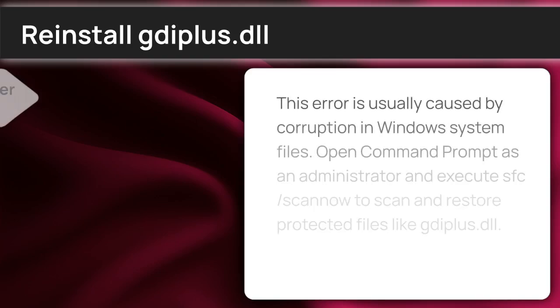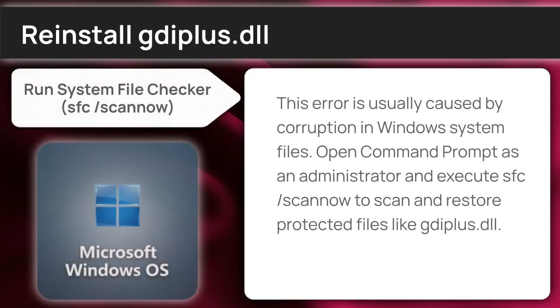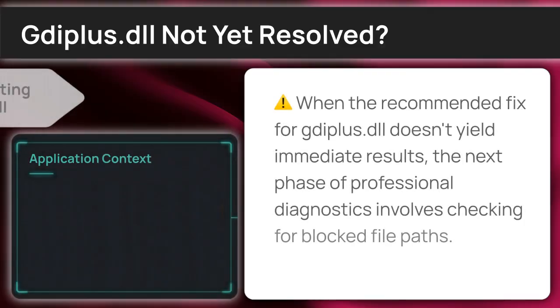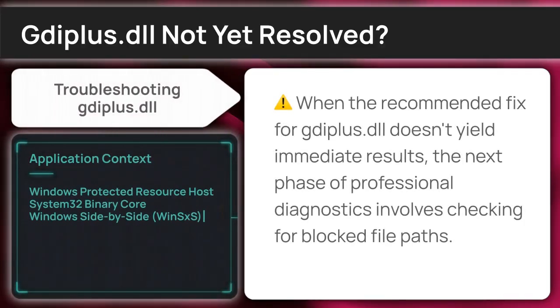This is a Windows integrity issue involving a protected system file. Use an administrator command prompt to run System Graphics scan now and allow Windows to automatically repair files like the GDI Library DLL. If the application still won't initialize, we need to shift our focus to how the Windows loader is interacting with the library.